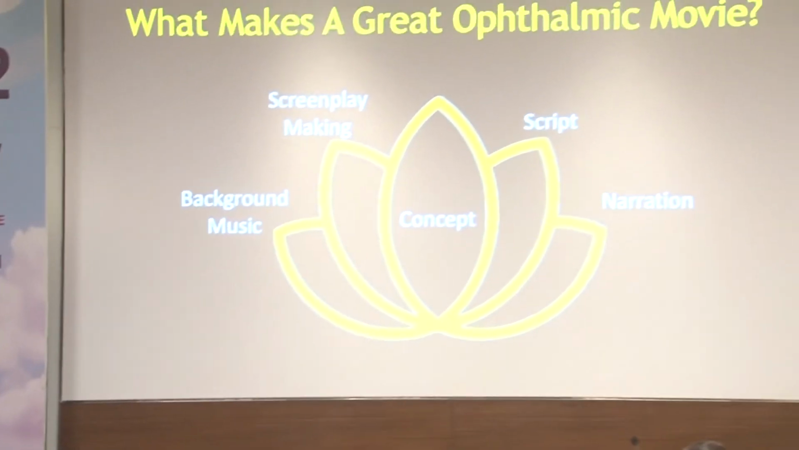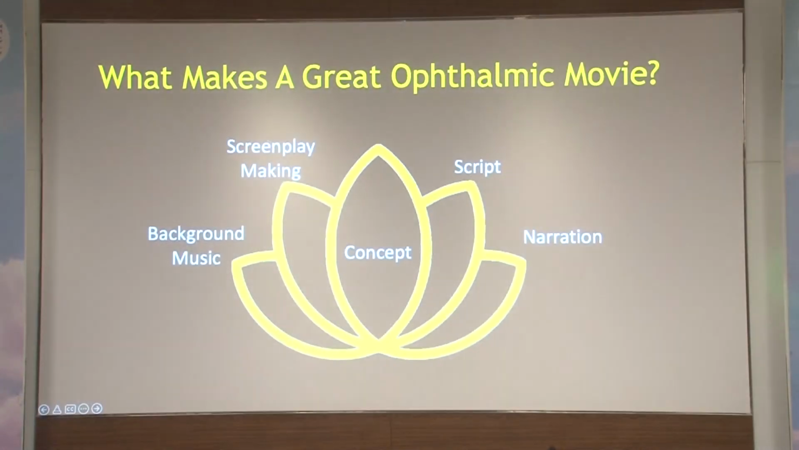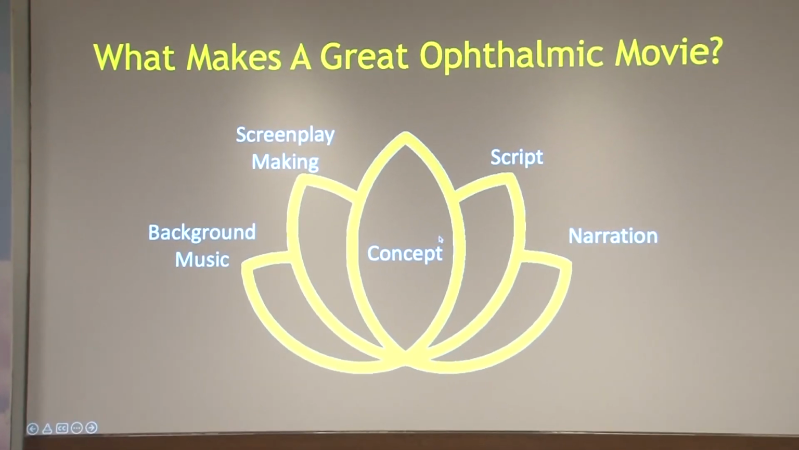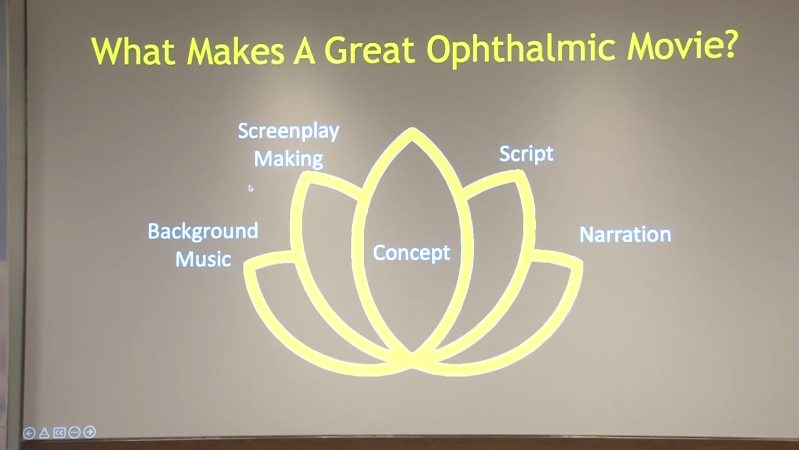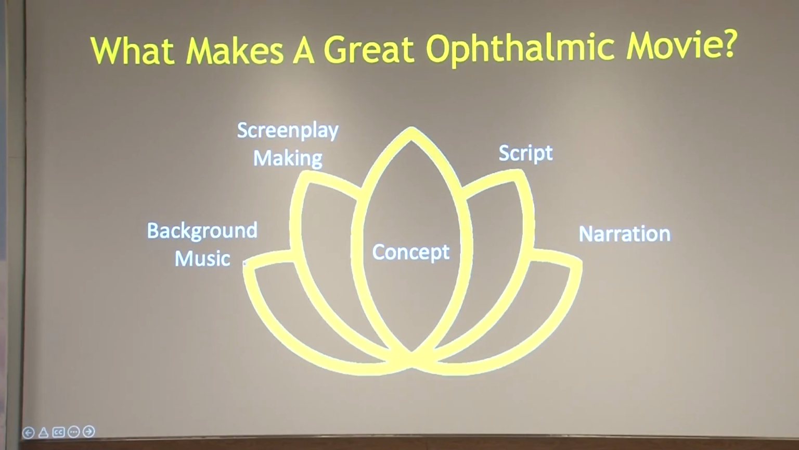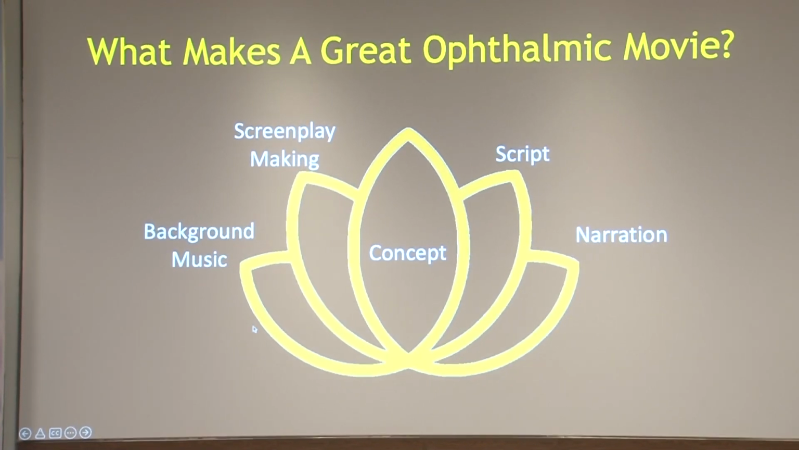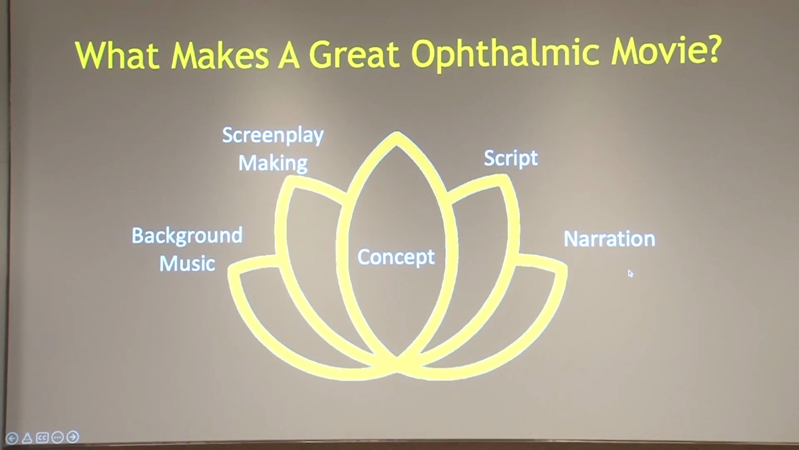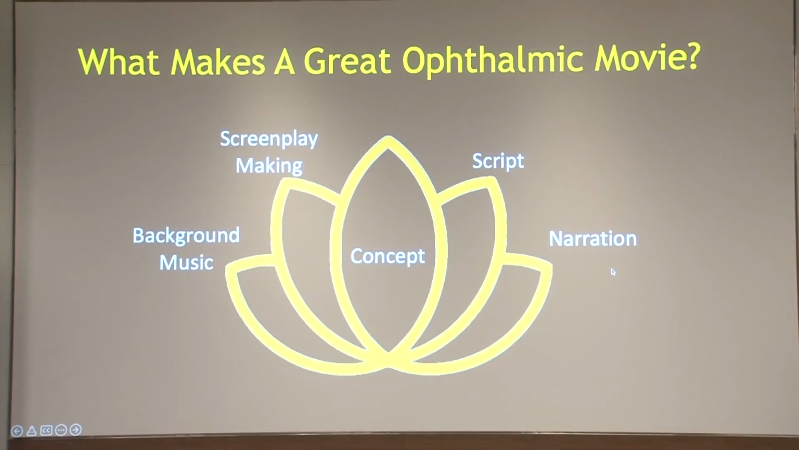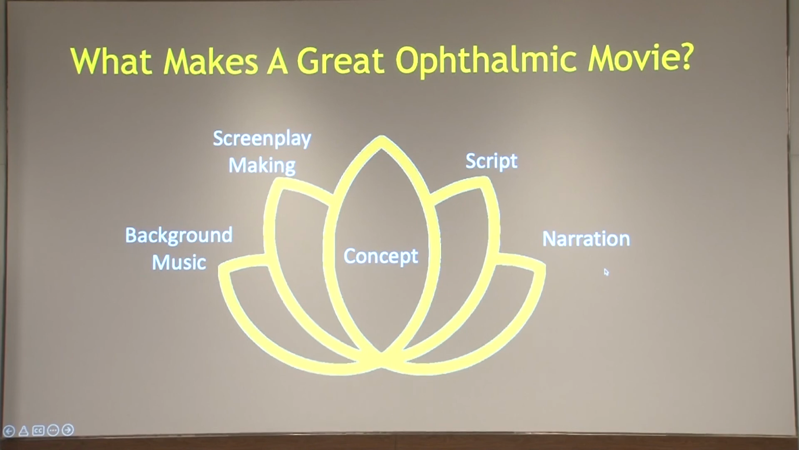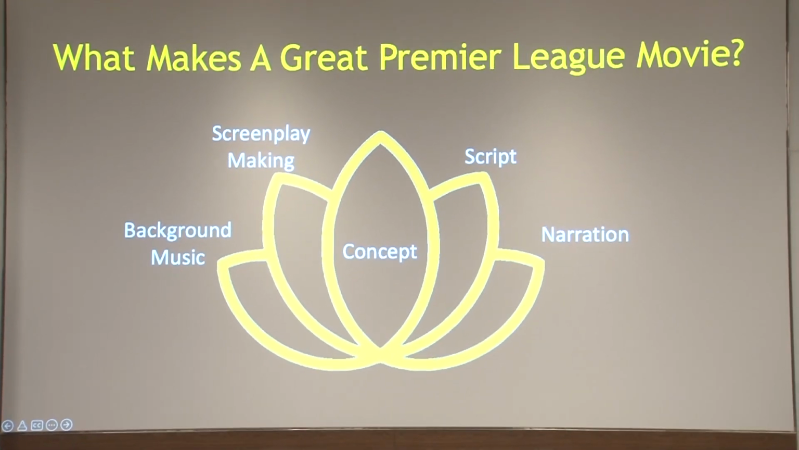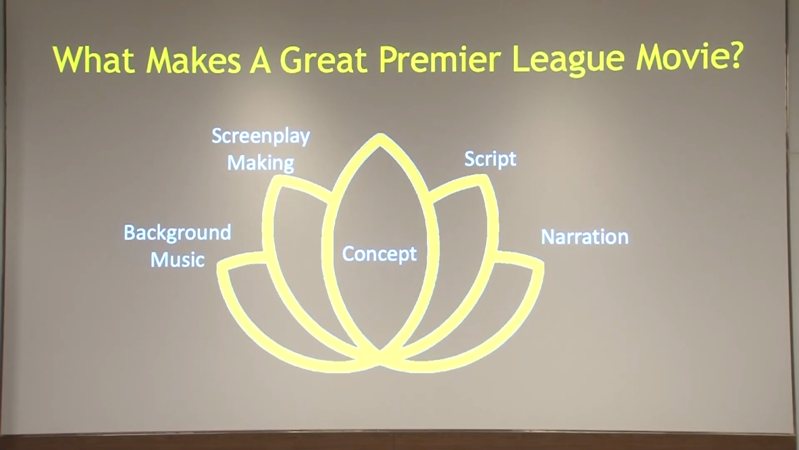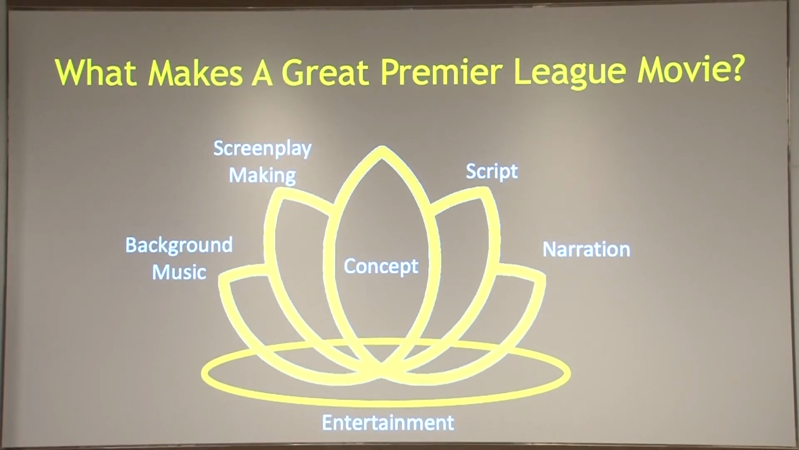So for a great movie, the basic thing always remains the concept, then how the script is written, then how it is conveyed on the screen, then how the impact was given with the background music and the narration. So this makes a great movie, and we can use the same concept to make a great ophthalmic movie, and adding some amount of entertainment will make it a Premier League movie.